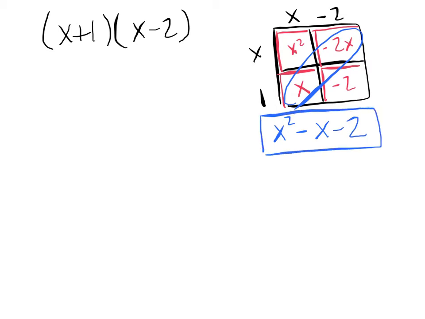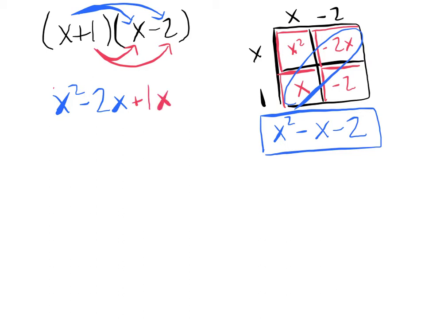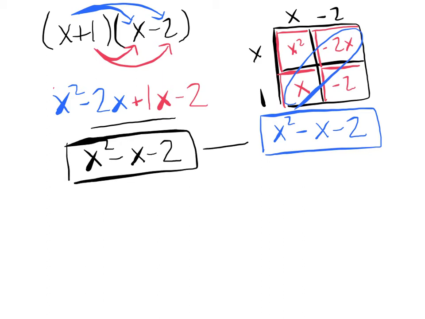That was using our area model method. We can also use our distribution, but we need to remember to double distribute. We need to distribute with both terms in the first parentheses. So we start out with x times x. We're going to get x squared. Then we're going to do x times -2 to get -2x. 1 times x, and we're going to get 1x. And 1 times -2, which is -2. Combine like terms in the middle, and you're going to end up with x squared minus x minus 2. Same thing we got with the area model.